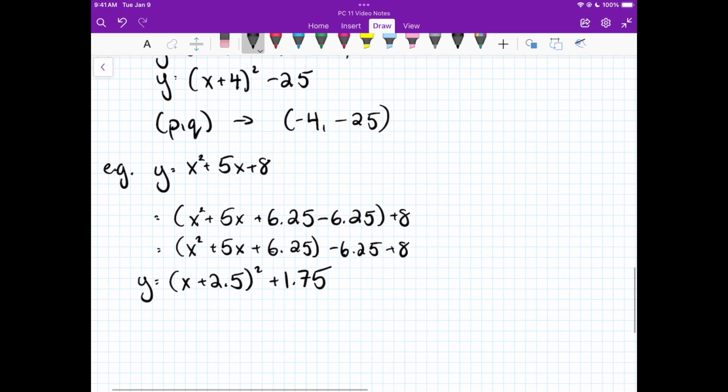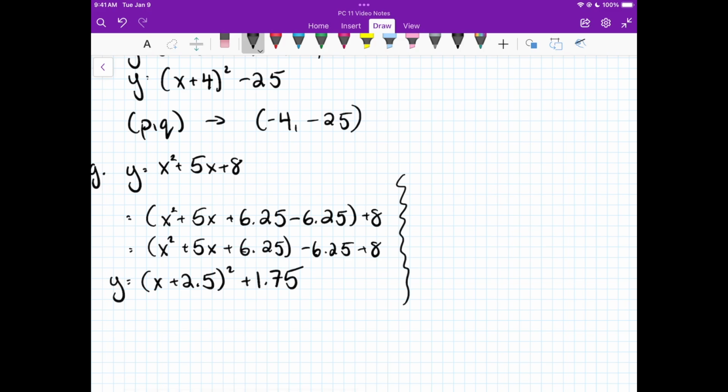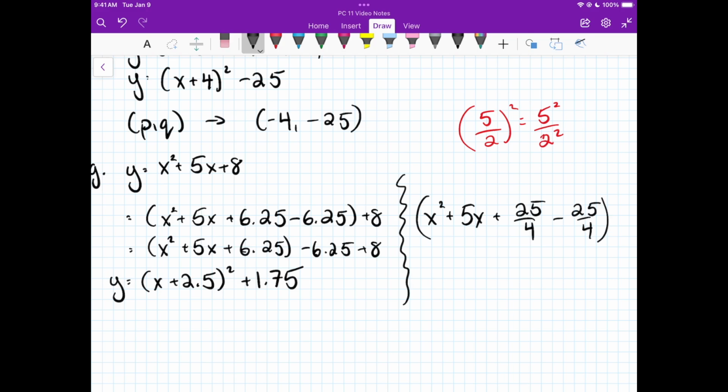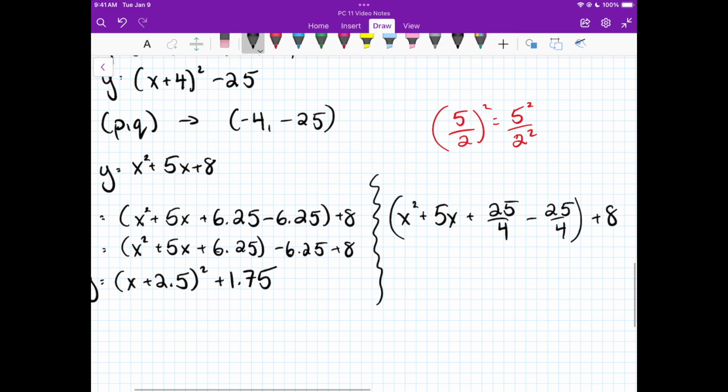If we were to try this with fractions, it'll be a little bit more challenging, but the numbers won't be too bad. So looking at the same steps, we'll have x squared plus 5x, and then 5 divided by 2 is, well, 5 over 2. And if we square that, we end up with 25 over 4. So just a quick refresher for you, if you square a fraction, you just end up squaring the top and the bottom of the fraction, which is how we end up with 25 and 4. So I add that, I subtract it, I still have the 8 on the outside. Next step is exactly the same, we just move the negative term out.